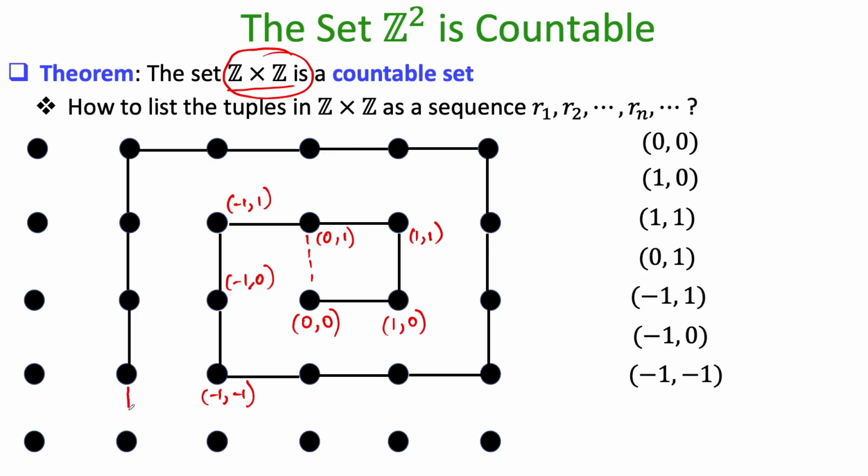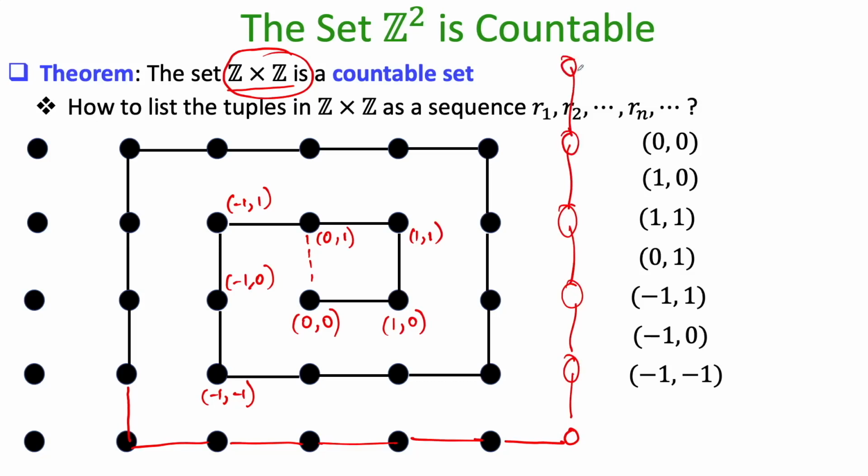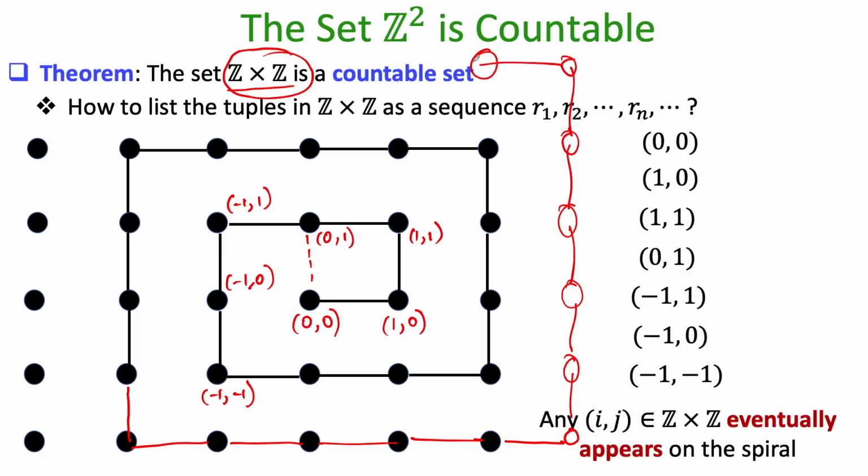So I will be next enumerating this, then the next point, and then I will go up, then I will go up, then I will go up, then I will go up further, then I will go up further, and then continue left, right? So this is the process which I will follow.